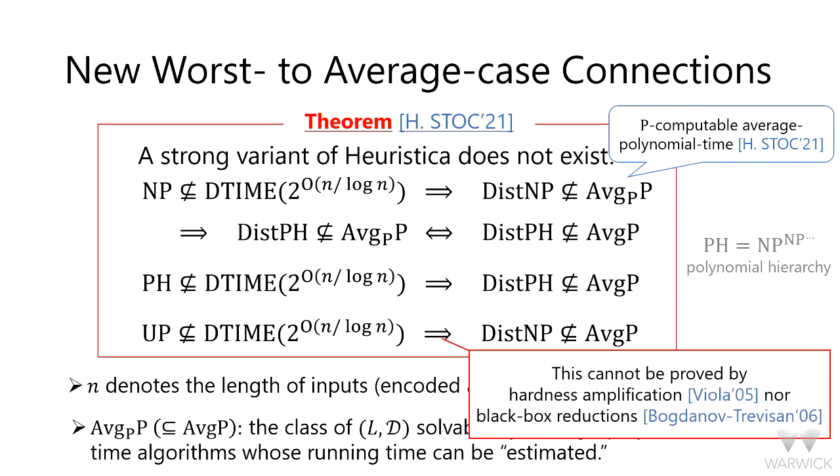And let me mention that the last result cannot be proved by standard proof techniques such as hardness amplification procedures nor black-box reductions. So in order to prove these results, we really need new ideas. And the idea is to use metacomplexity. So let me explain how we can prove this result.